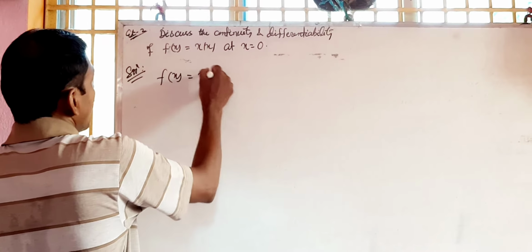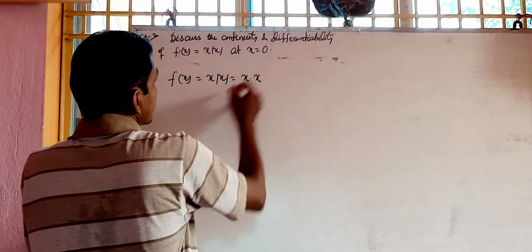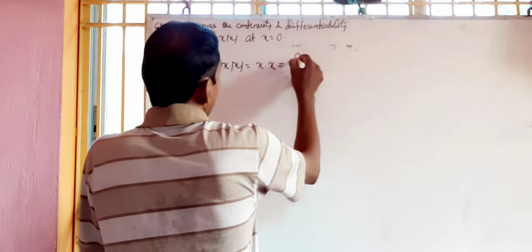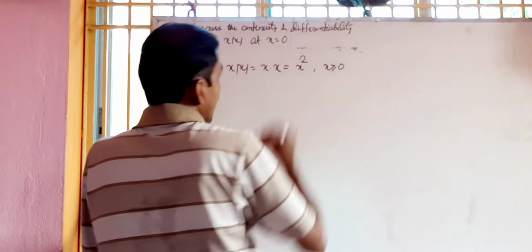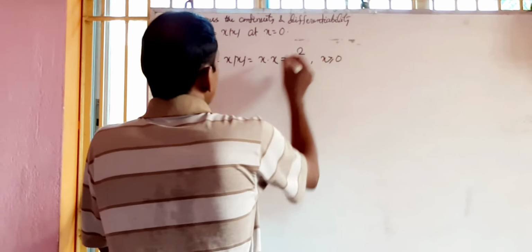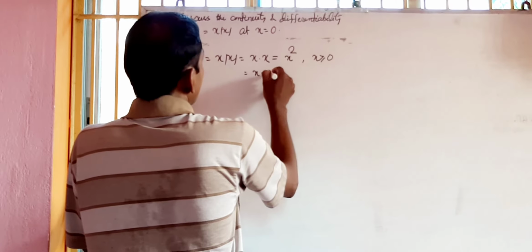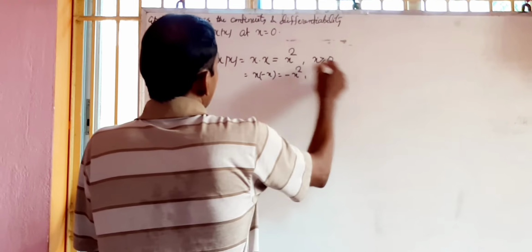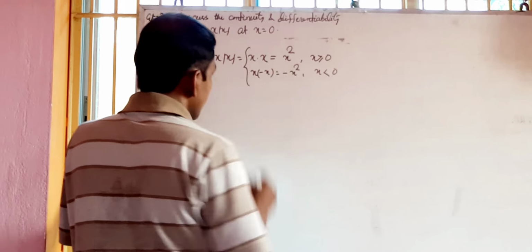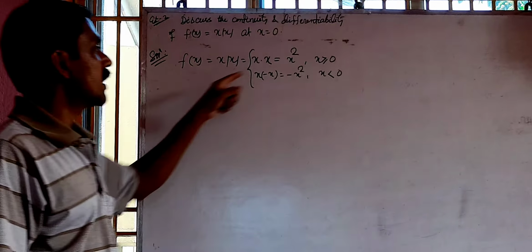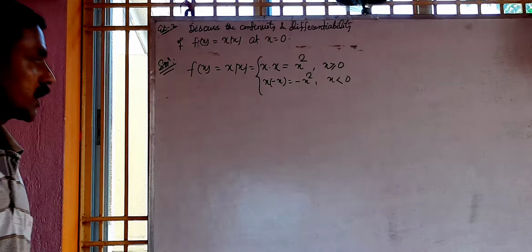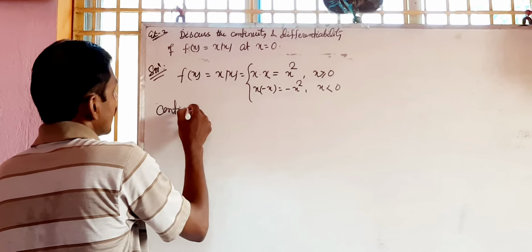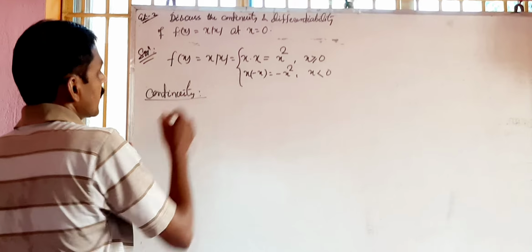It is x mod x. So it is x into mod x, that is equal to x square when x is greater than or equal to 0, and x into minus x, which is minus x square, when x is less than 0. So these are, one is x square, another is minus x square. This is x mod x. Now first, continuity, let us first see.